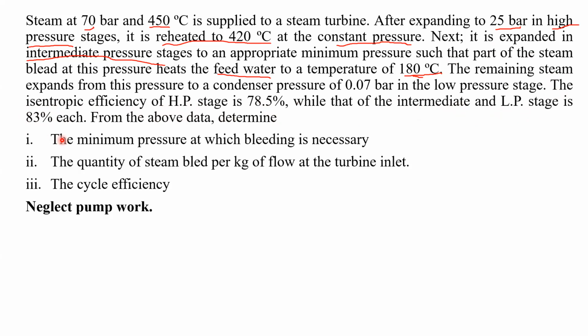isentropic efficiency. For this, we have to calculate the minimum pressure at which steam bleeding is necessary. That means at 180 degrees centigrade you are taking the steam bled to the heater. For that, you have to find the minimum pressure for taking that steam bled at 180 degrees centigrade. Then the quantity of steam bled per kg of flow at turbine inlet, that means how much steam is taken from the turbine inlet. You have to calculate that, and also find the cycle efficiency here.